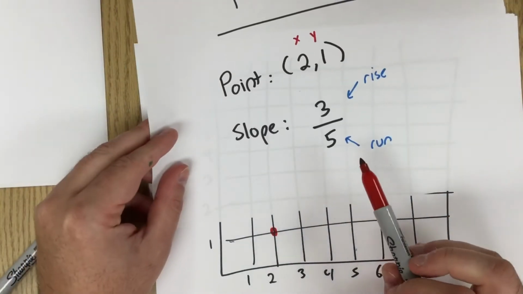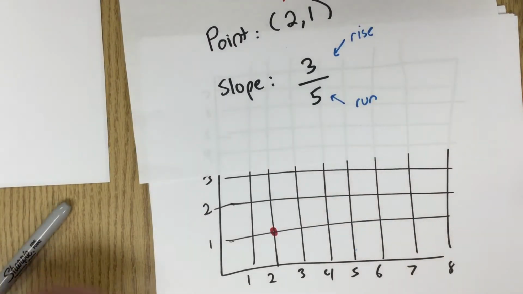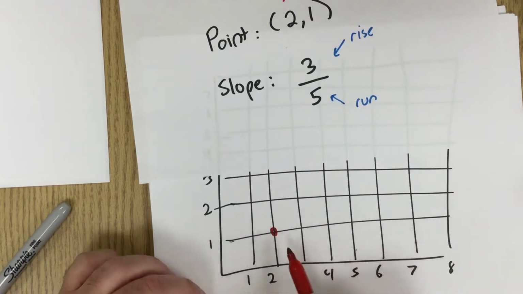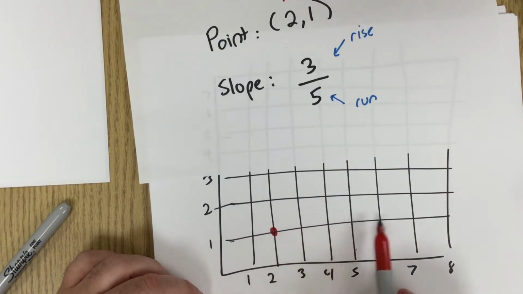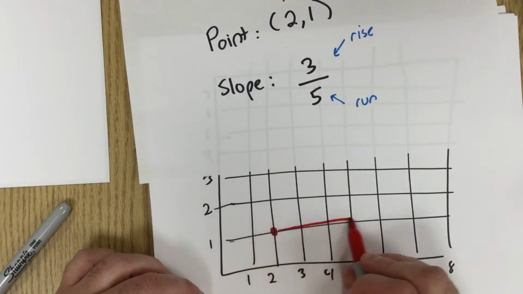Now we know from the slope that the rise is 3 and the run is 5. Let's stick with the run first. The run is 5, so we started at 2 and we have to run 5. We go 1, 2, 3, 4, 5, and we end up at 7. If you don't want to count it, you could just add it: 2 plus 5 is 7. So we run to there.